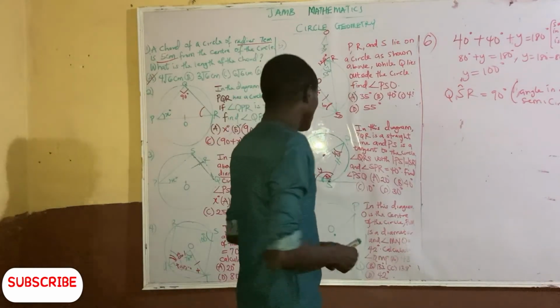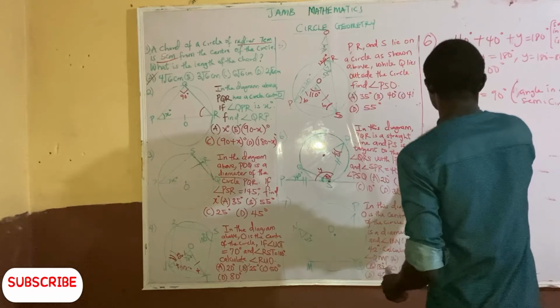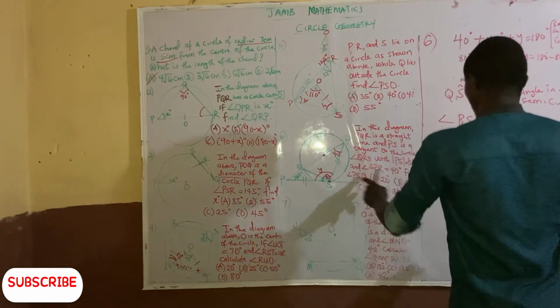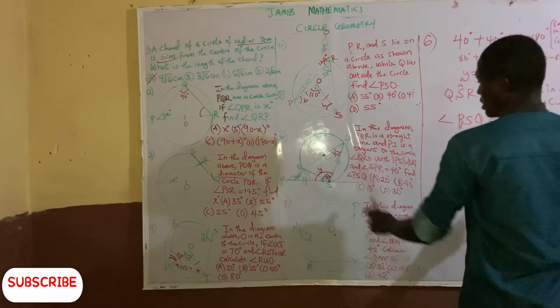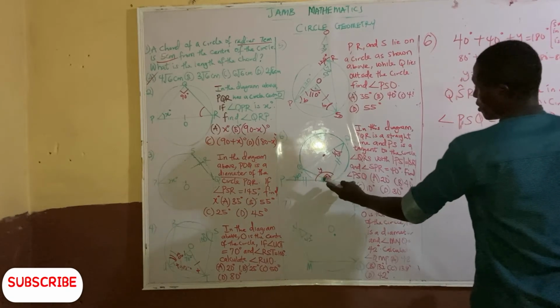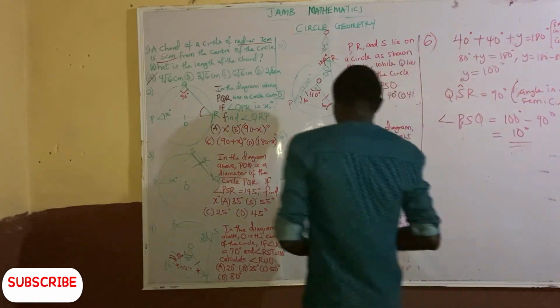So therefore, angle PSQ is equal to 100 degrees minus 90 degrees. This is 100, which is Y that we just calculated, minus 90 degrees, which is equal to 10 degrees. The final answer. So that is that.